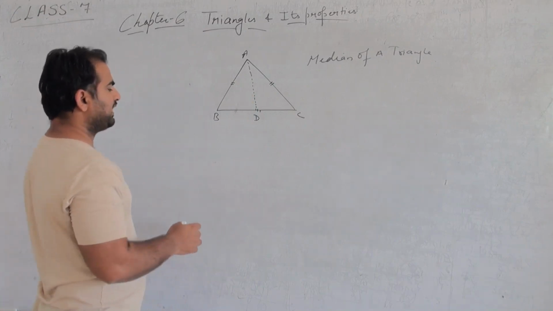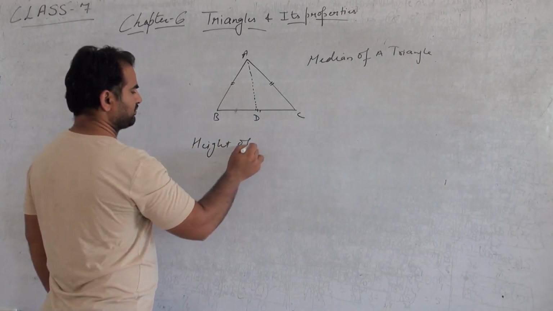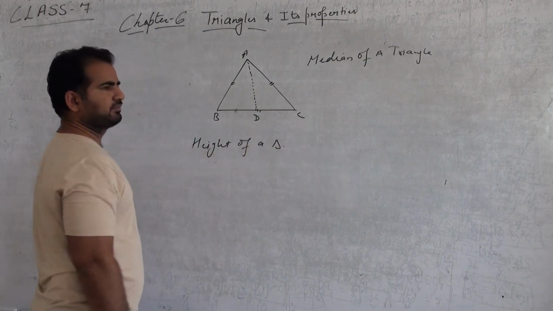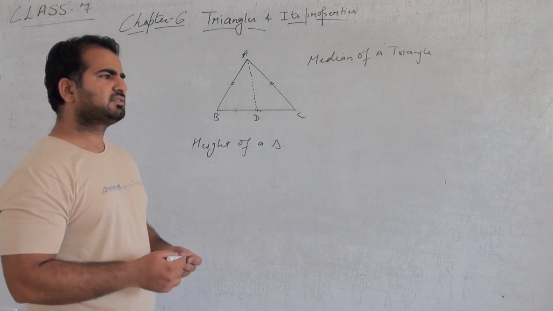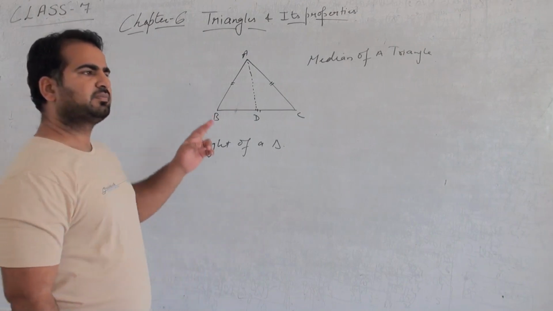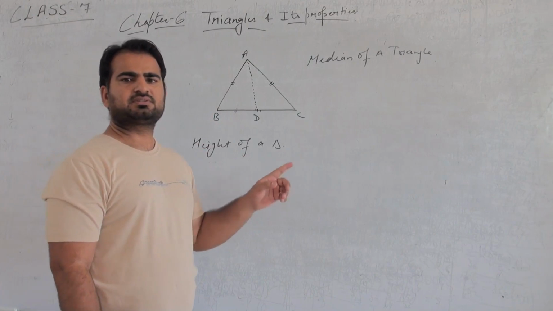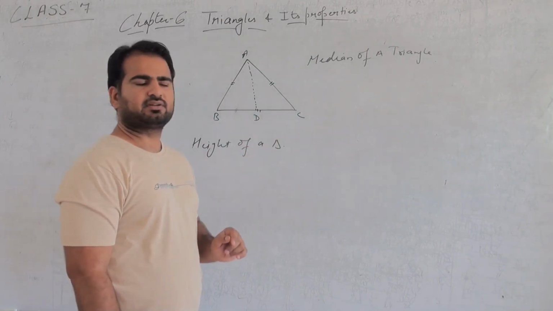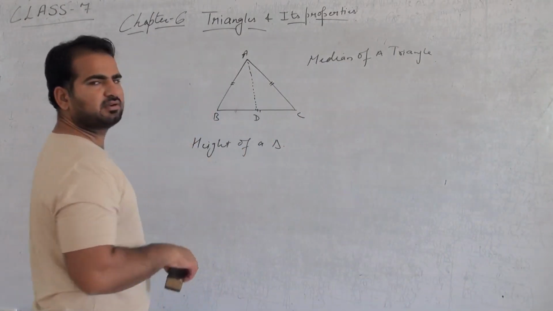Second topic is height of a triangle. What is the height of a triangle? Height means the perpendicular distance from the highest point to the base. The perpendicular distance from the highest point to the base is known as the height of a triangle. So how can we find the height of different triangles?